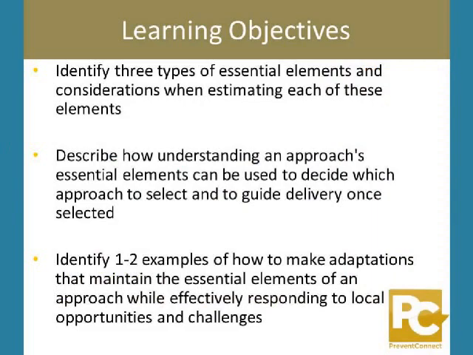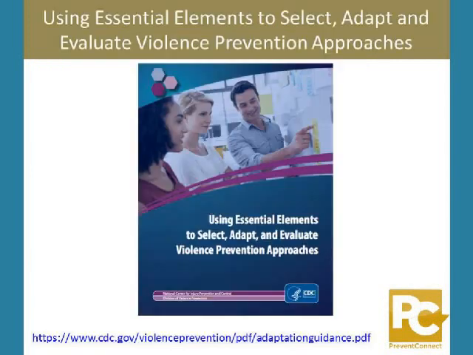Our learning objectives for today are that all participants will identify 3 types of essential elements and considerations when estimating these elements. We'll be able to describe in our approaches the essential elements we use to decide which approach to select and guide delivery once selected. And then you'll be able to identify 1 to 2 examples of how to make adaptations that maintain essential elements of an approach while effectively responding to local opportunities and challenges. That's what we intend for you to get as your outcome today.